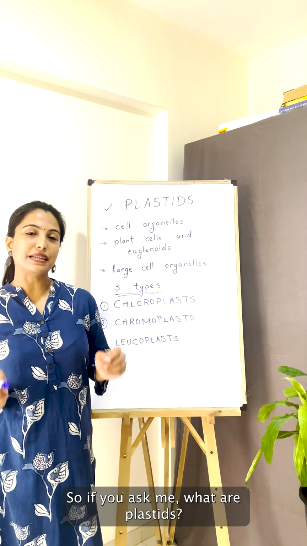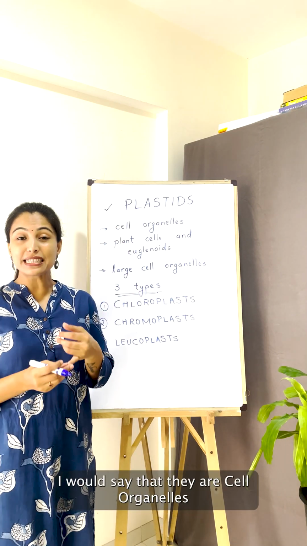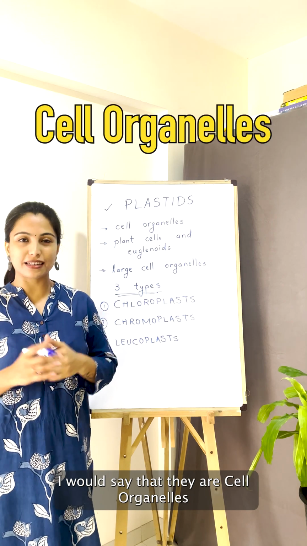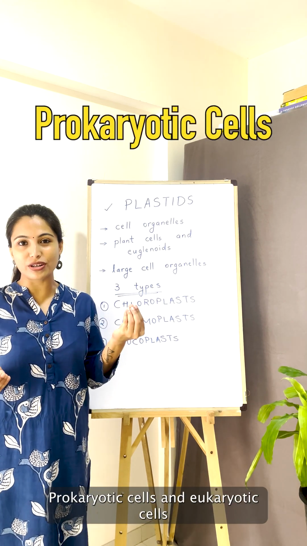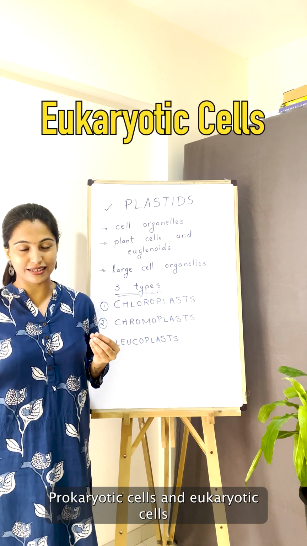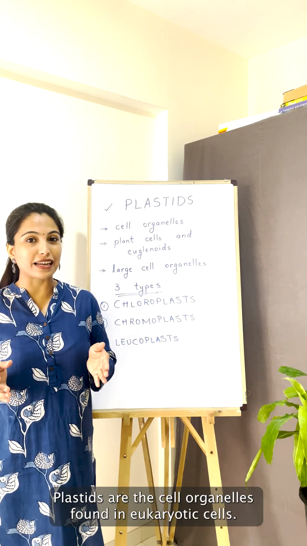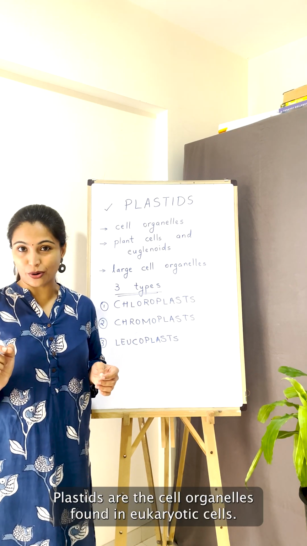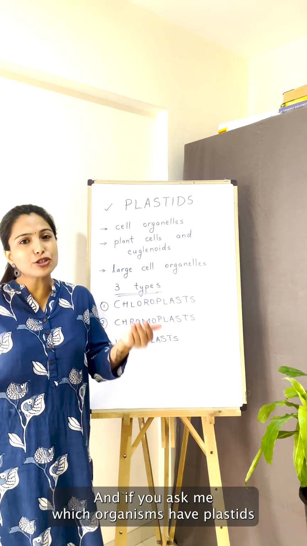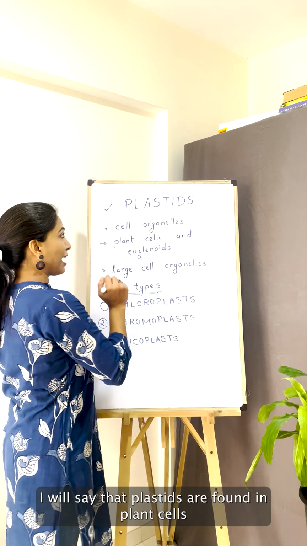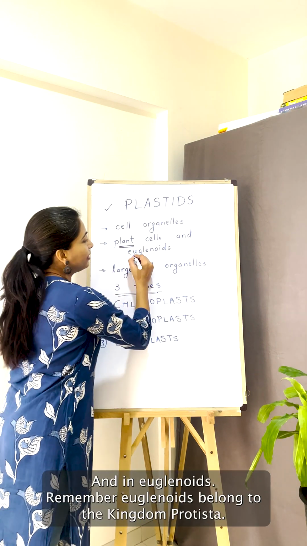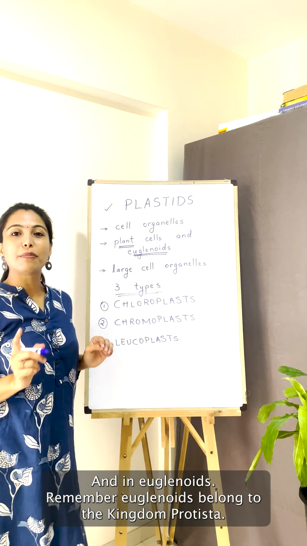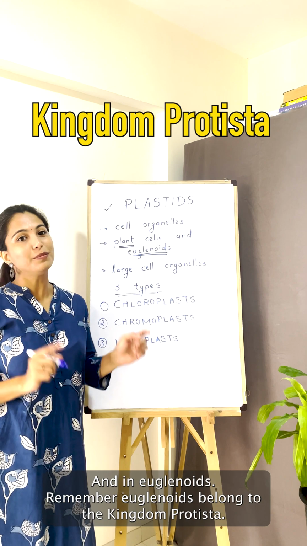So if you ask me, what are plastids? I will say that they are cell organelles. Remember students, we have two types of cells, prokaryotic cells and eukaryotic cells. Plastids are the cell organelles found in eukaryotic cells. And if you ask me which organisms have plastids, I will say plastids are found in plant cells and in euglenoids. Remember, euglenoids belong to the kingdom Protista.